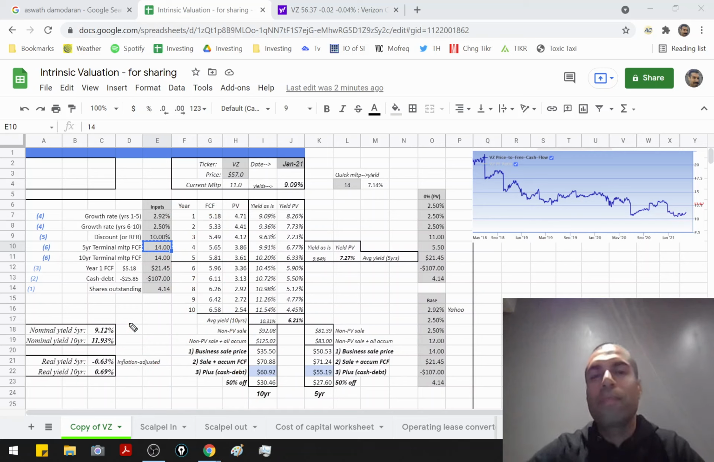Again, play with the sheet, but I can't emphasize enough, be careful. Don't just rely on a spreadsheet. Make sure you're putting in solid numbers, because the spreadsheet will spit out numbers based on what you put into it. I can't emphasize that enough.